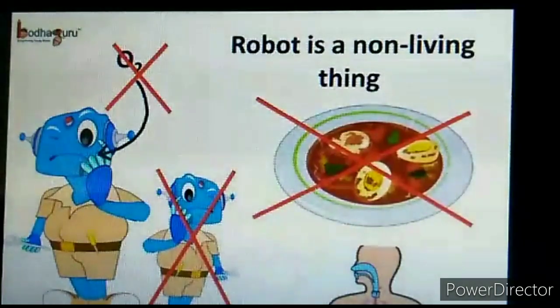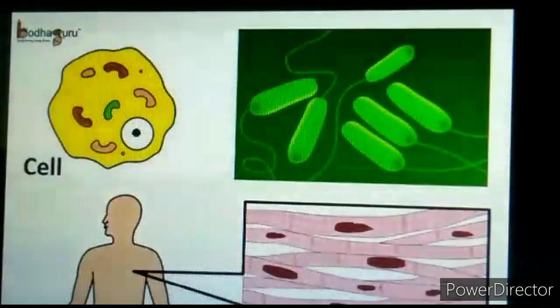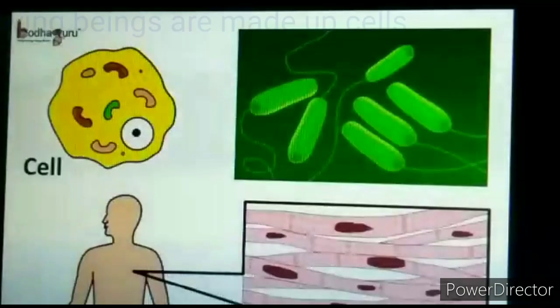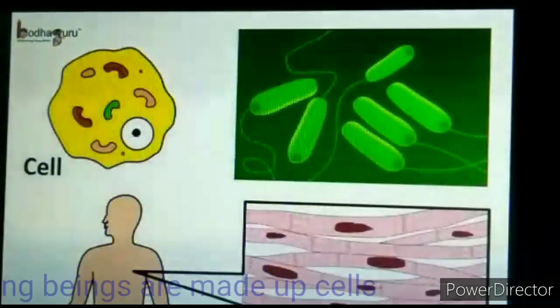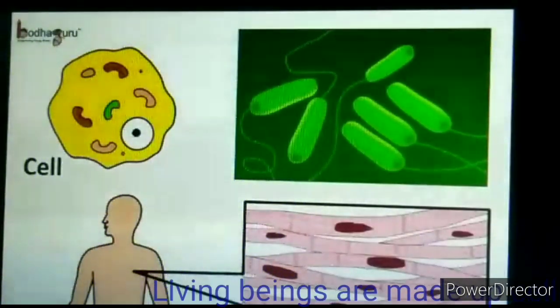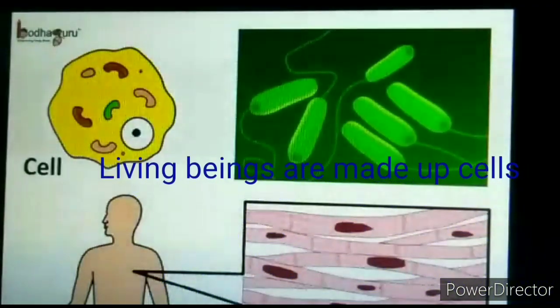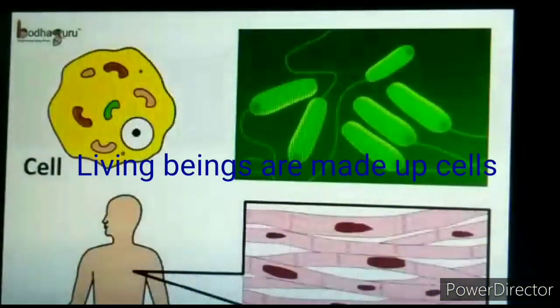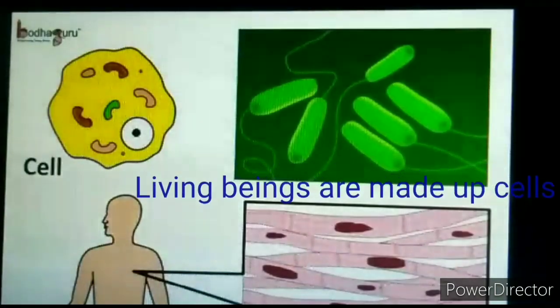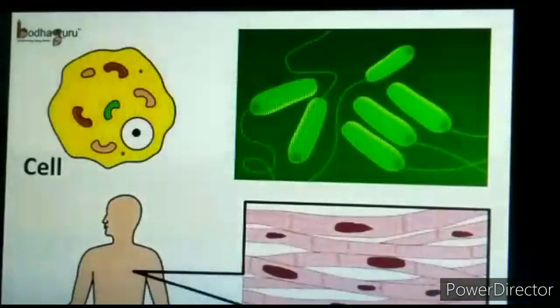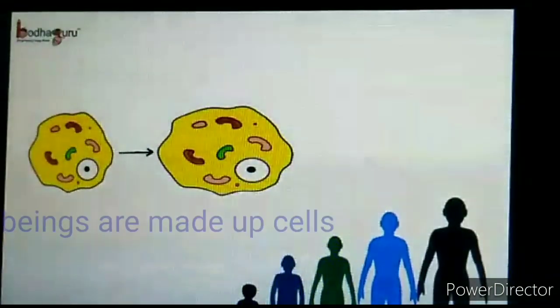Next one is all organisms are made up of cells. This is also one of the characteristics. We know all things are made up of matter and matter is made up of molecules. But all living organisms are made up of cells, which are the basic structural and functional unit of organisms. The number of cells in an organism ranges from one, like microbes, to many millions, like in human beings. But the important thing to remember is all living things are made up of cells.